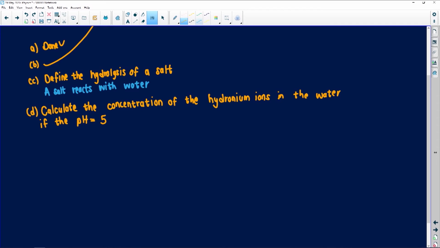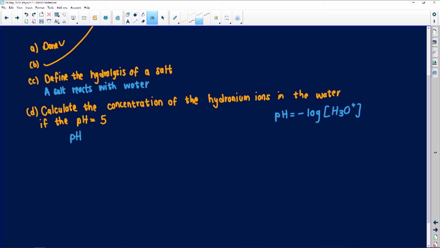is 5. What I always tell my kids, write your pH formula on the side. The minute you have the pH formula, it'll guide you to what you have and what you don't have. So in this case, let's see what we have and what we don't have. We must calculate the concentration of the hydronium ions in the water if your pH is 5. But now, here's my formula for pH, so it means I need to work the other way around.